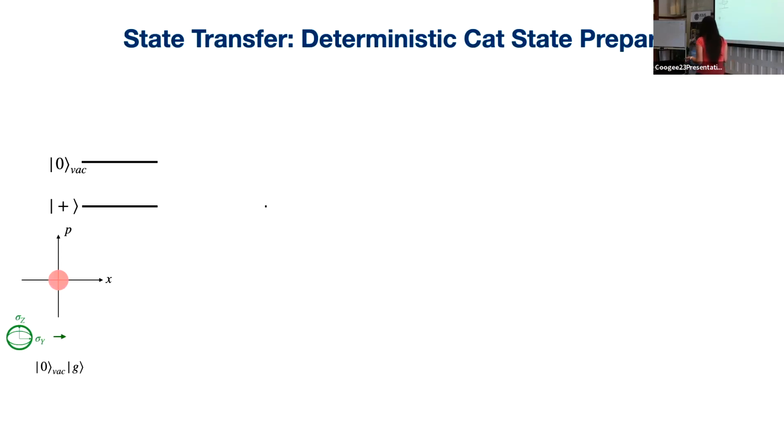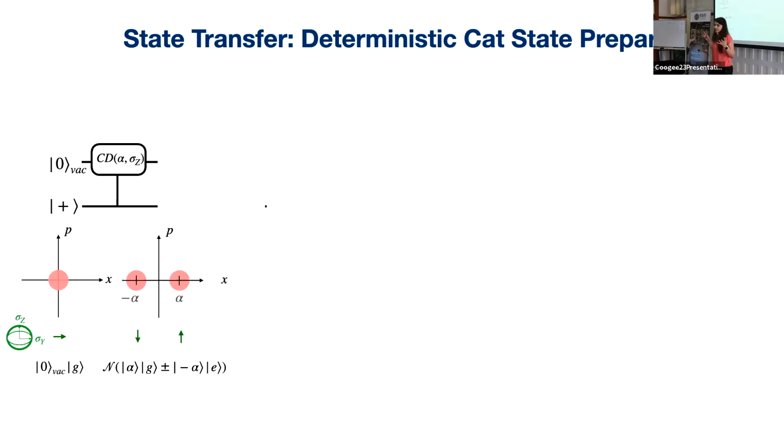Now I'm going to apply a conditional displacement by alpha, which will take this one blob into two blobs in this manner. And at this point, you're entangled with the qubit. So cat states are basically superposition of these two blobs. Plus superposition is even cat, minus superposition is odd cat. And these two blobs are basically called alpha and minus alpha. These are coherent states. If you don't know what coherent states are, no worries.